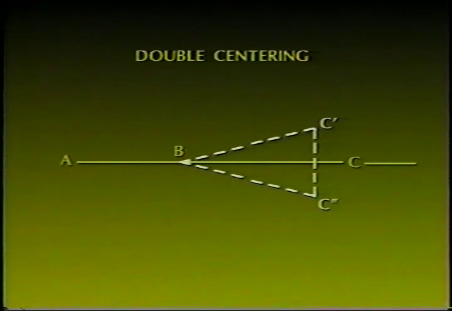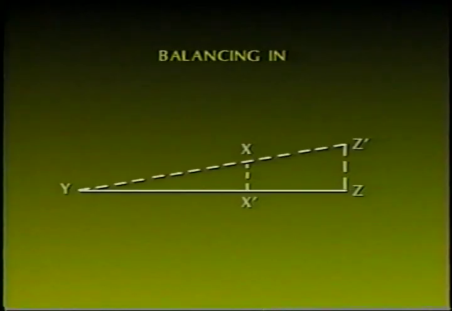The bisector of the line between point C prime and C double prime is actually on the prolongation of the line AB. Once again, using the theodolite in both the direct and plunged position will eliminate most of the instrumental errors. Another common procedure that is done with a theodolite is establishing a point on a line between two points that are not intervisible. Here, it is necessary to establish point X on the line between points Y and Z, which are not intervisible. This is called balancing in or wiggling in.